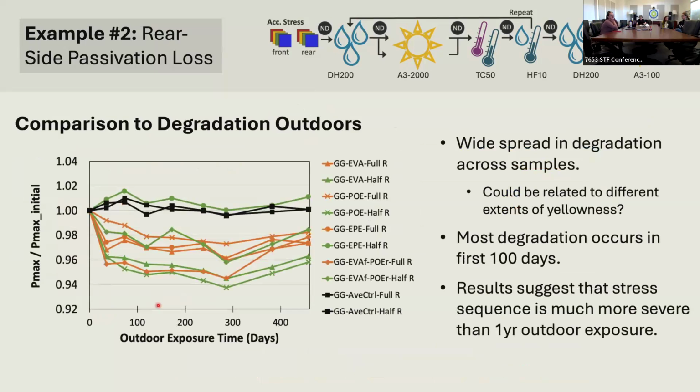So these samples were also sitting outside, and this is their power degradation over time outside. We see a wide spread in the degradation rates across all the samples we had that could be related to them having different extents of yellowness on the rear side. We also see that the degradation overall is significantly less outside compared to the sequential stress testing indoors, and most of the degradation just happened after the first 100 days and then leveled off. So this result basically tells us that the sequential stress test is much more severe compared to a year of outdoor degradation.